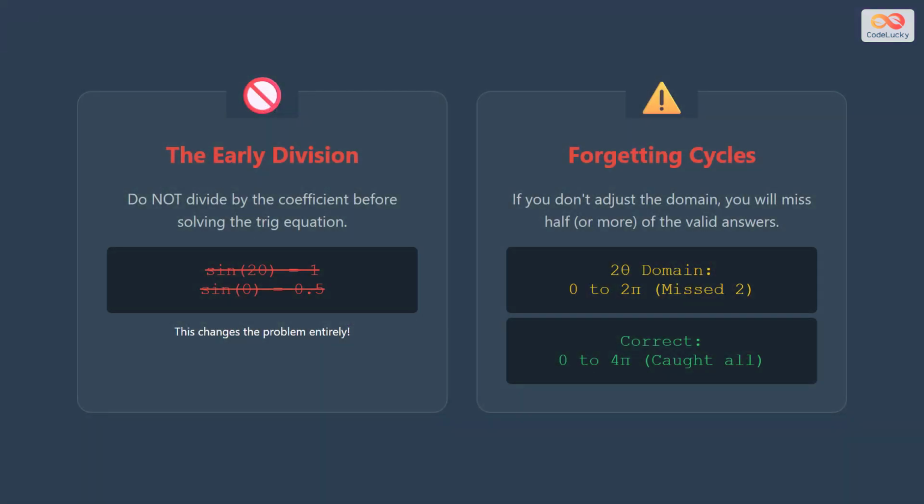Be careful of 2 major mistakes. First, never divide the angle by the number before solving the trig part. Sine of 2 theta is not the same as 2 times sine of theta. Second, do not forget to extend your domain. If you stick to the original 0 to 2 pi range, you will miss half or even 2/3 of the correct answers.